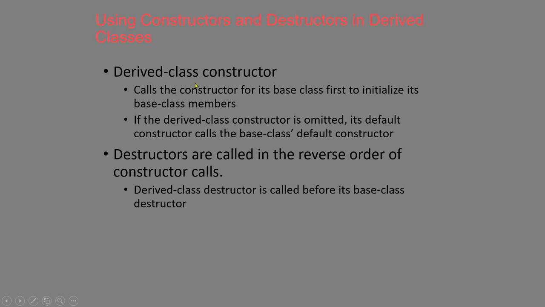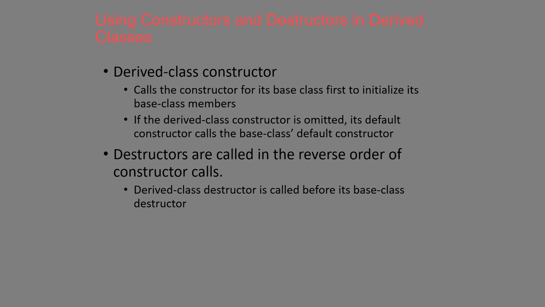In the derived class constructor, call the constructor for its base class first to initialize its base class members. For example, we have a no argument constructor in the base class and a no argument or some argument constructor in the derived class. For that case, when an object of the derived class is declared, the corresponding base class constructor will be called first, and then the derived class constructor is called. If we do not have any derived class constructor, then only the base class constructor is called.